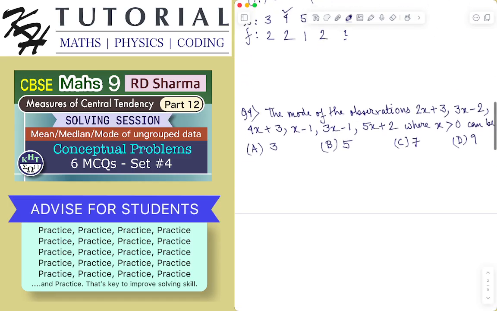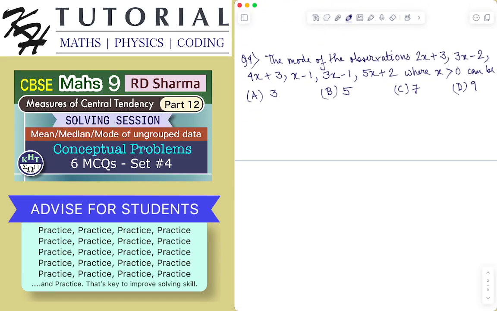Okay, let's see question number 4. The mode of the observations, where some observations are given and x is greater than 0, can be... It is asking what the mode of the observations can be. Because x is unknown, we don't know the value of x. So do we need to find the value of x to understand what the mode can be, because all the choices are given as constant values, not in terms of x?